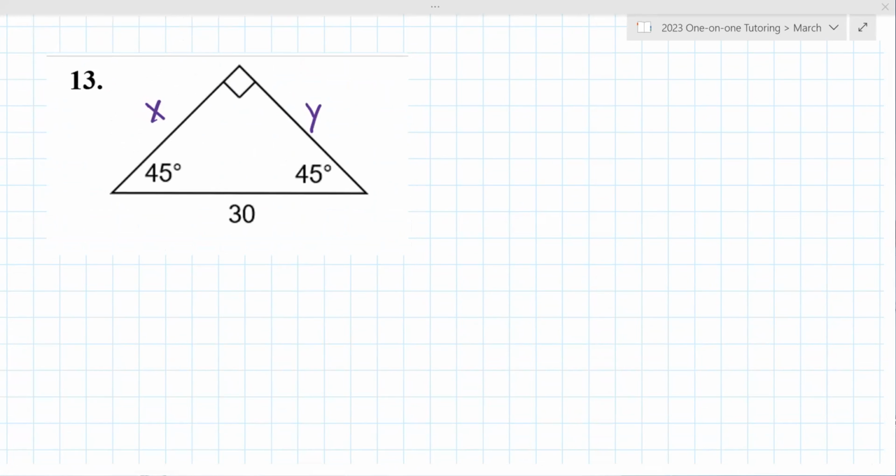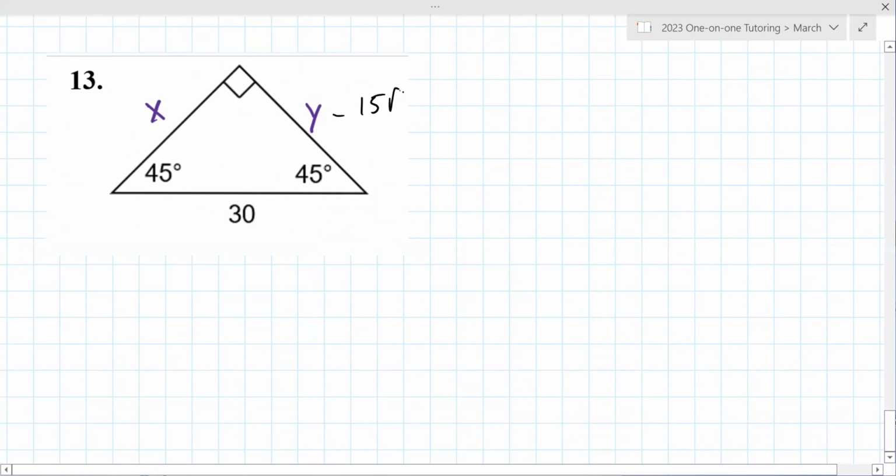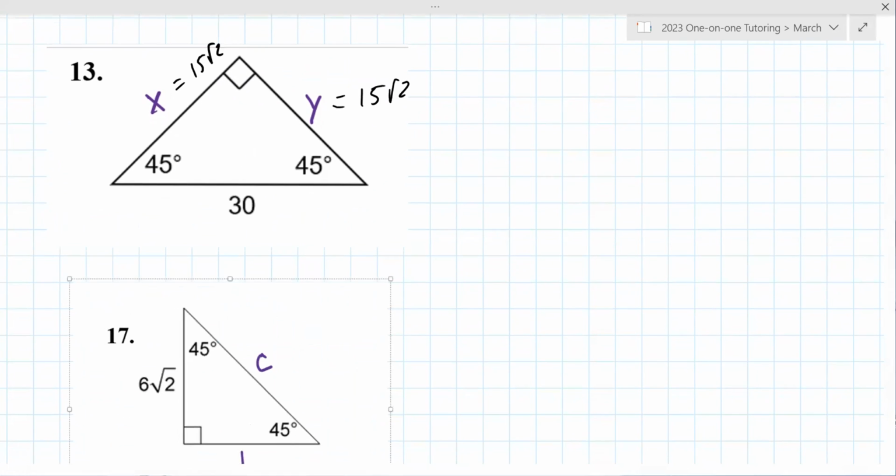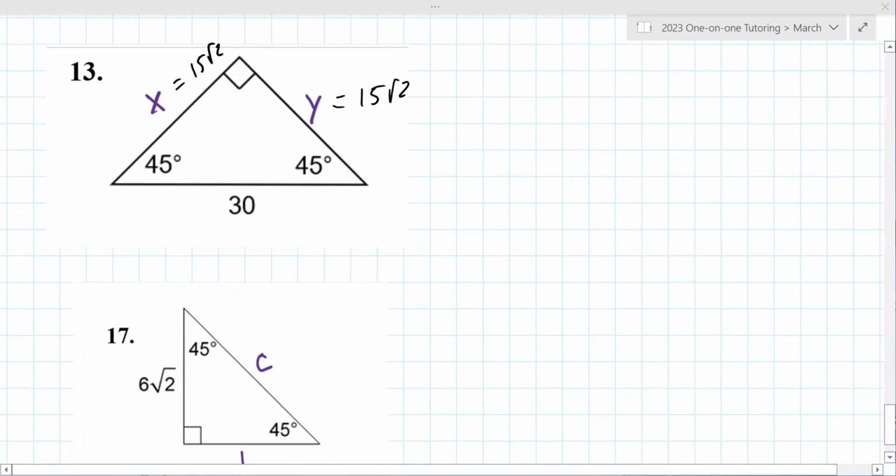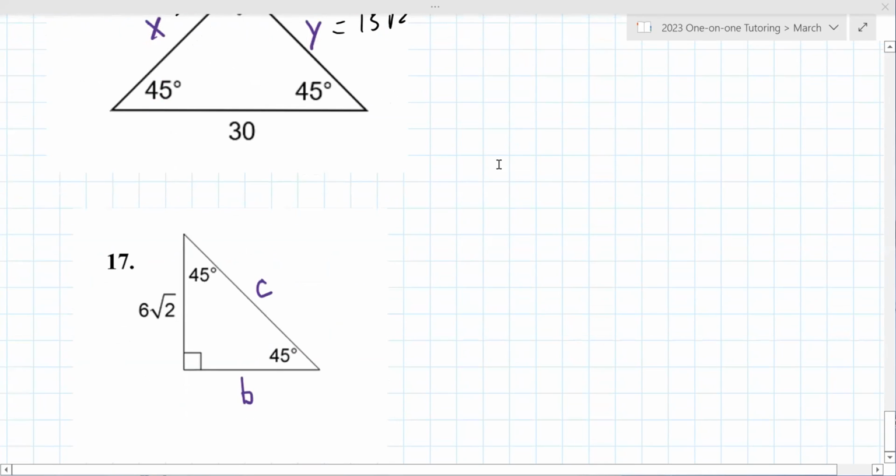Go ahead and work that one out. Let me know what you come up with. The legs are 15 square root 2. Very good. All right, 17, I think, is the last one until you get to the bonus. And then we'll go back and do all the 30, 60, 90s.